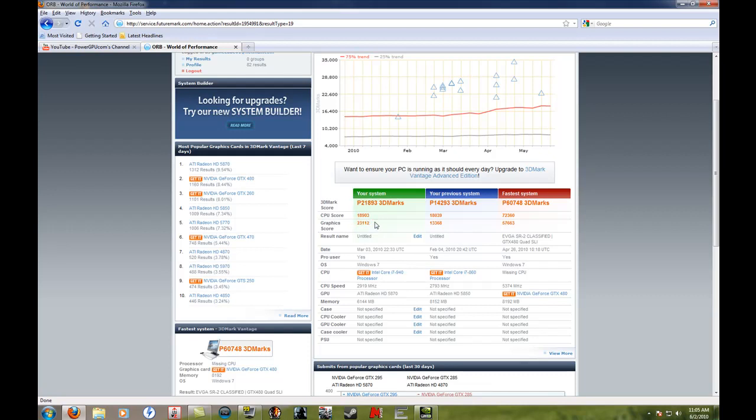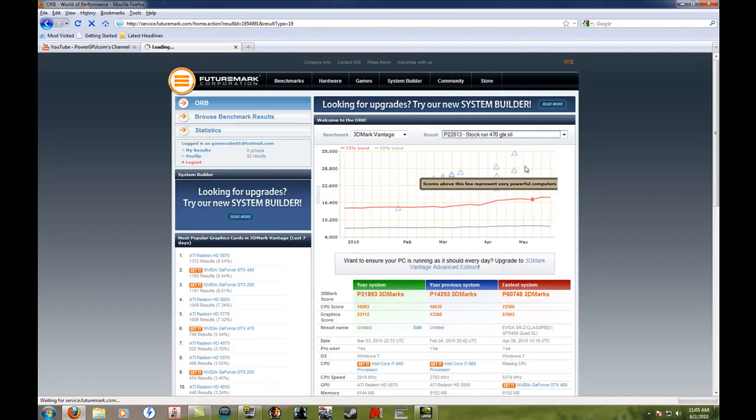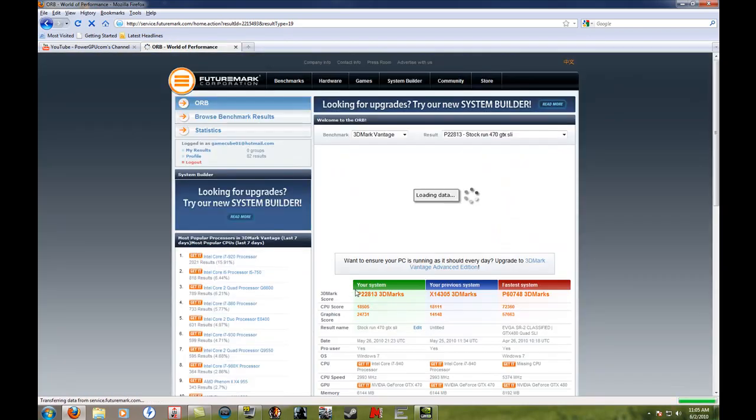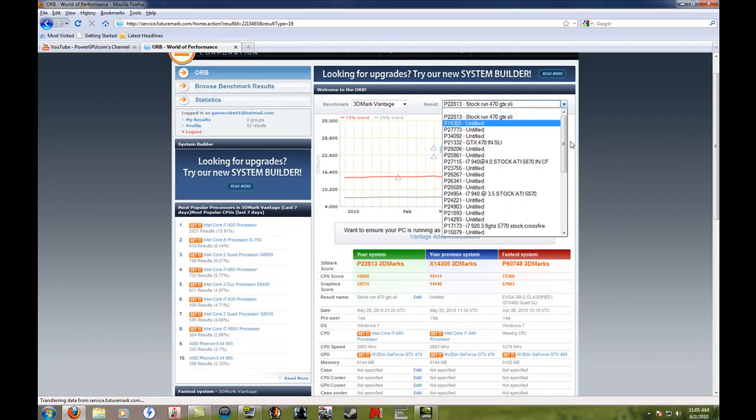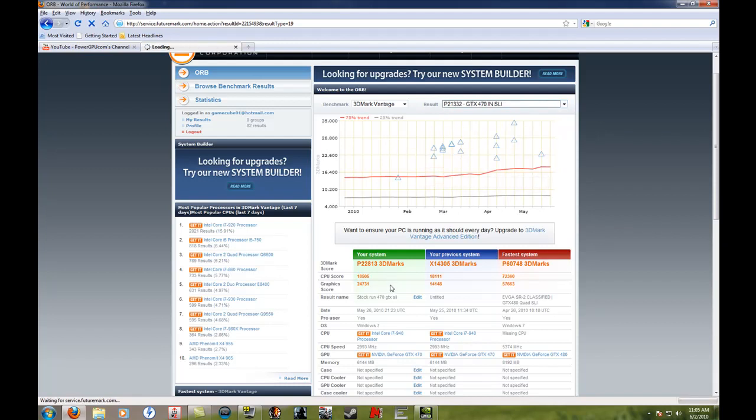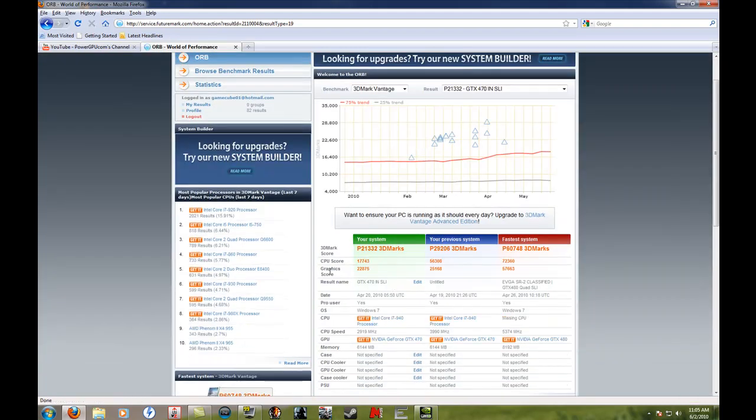So if you notice, my GPU score went up with my 470s up to 24,731, versus my stock run on that before, with one of the older drivers, which was a graphics score of 22,875. So just by doing the drivers, I went up to almost 25,000 on graphics score alone. So pretty big increase. I'm very, very happy with the drivers.